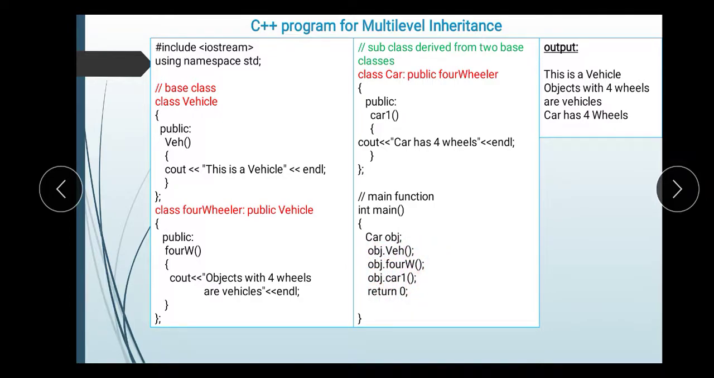Hence the output of this program is "This is a vehicle", which is displayed after execution of the Vehicle function. Then it will display "Objects with four wheels are vehicles", and then "Car has four wheels".